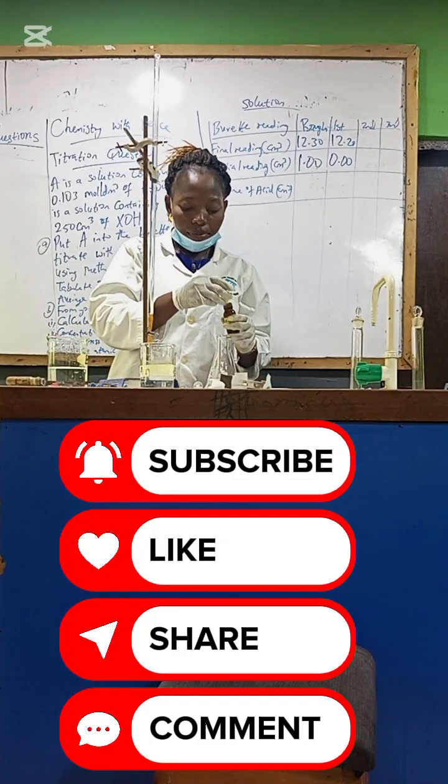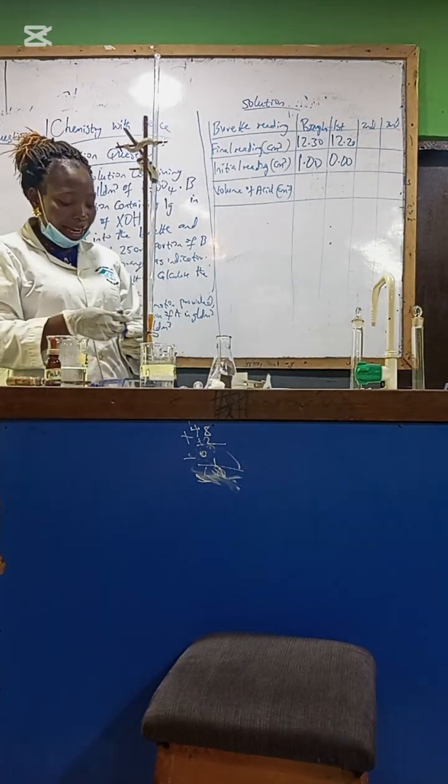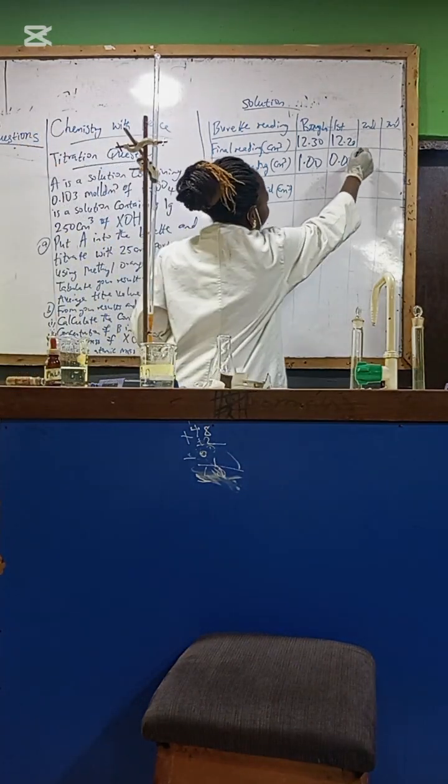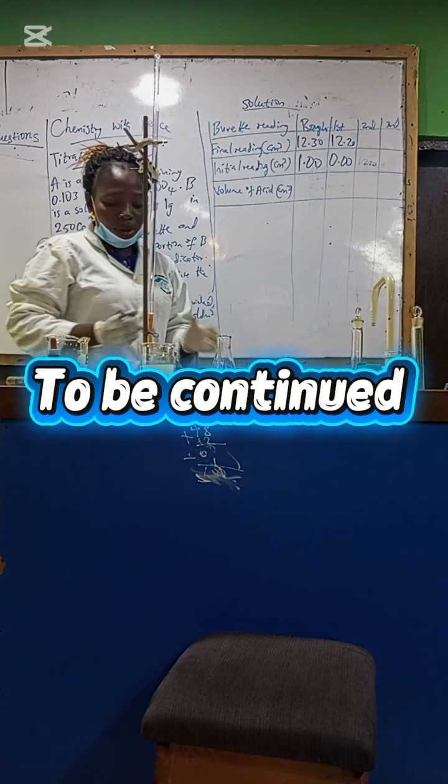Just one drop. At this point, I want to continue from there so that my initial here will now be 12.20.